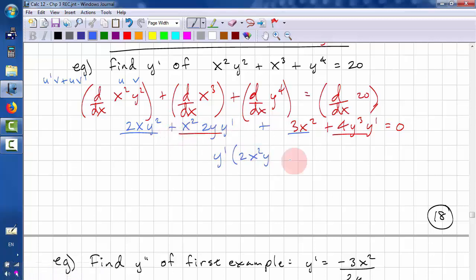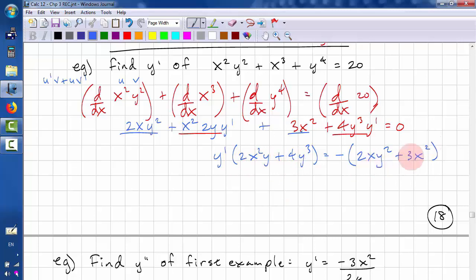Constants first, then alphabetical order. 4y cubed equals negative, and we'll do this with brackets because these are both going to be negative coming over to the other side. We want to do the highest order first. This is order 3, this is order 2. So 2xy squared plus 3x squared.